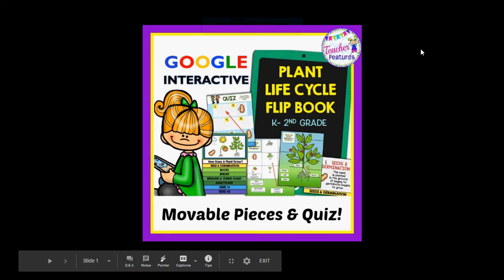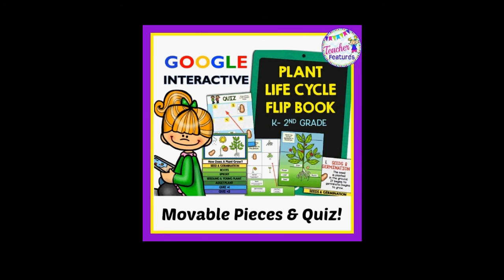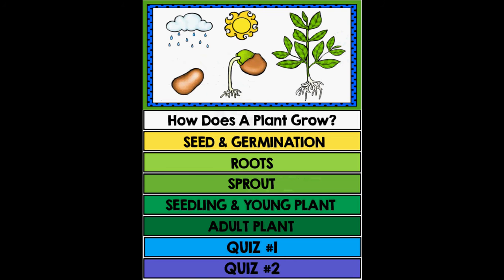Today we're going to continue to talk about the plant life cycle. Last week I introduced the topic and we learned about 5 stages in the plant's life. Today we're going to talk more about those and get into even more detail about what happens in those stages. So this is our interactive flip book.